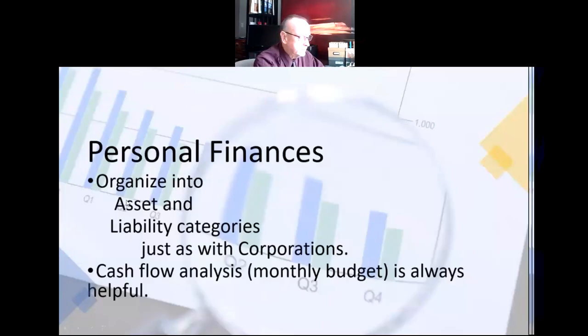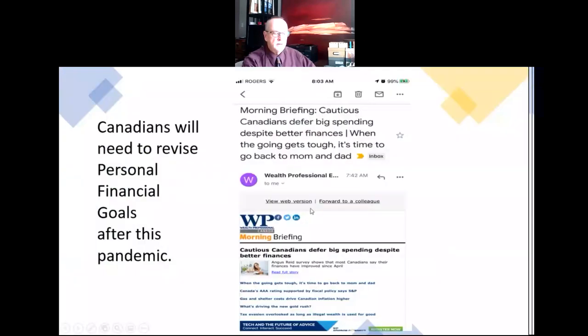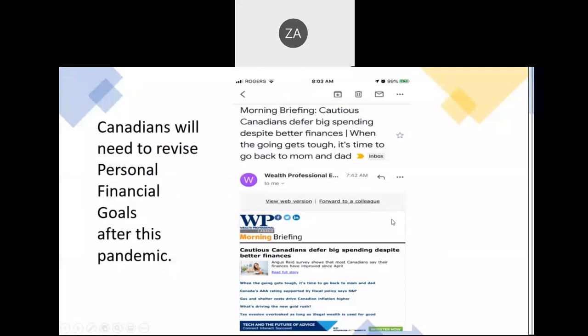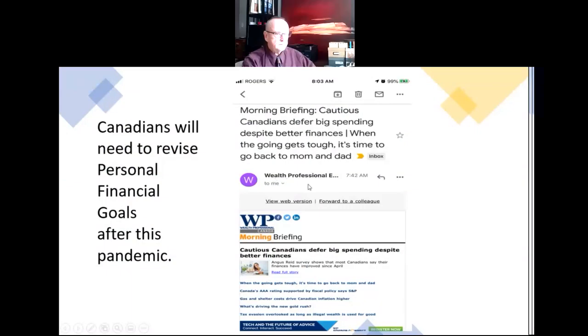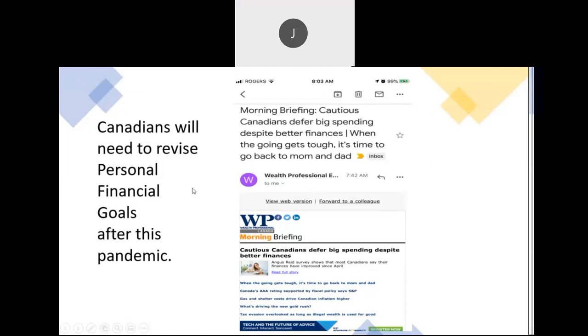Then we get into personal finances. Organizing assets and liability categories just as corporations do. And a cash flow analysis, which is the monthly budget, is always helpful. A publication that I subscribe to, Wealth Professional, has indicated that after the pandemic, Canadians will need to revise their personal financial goals.